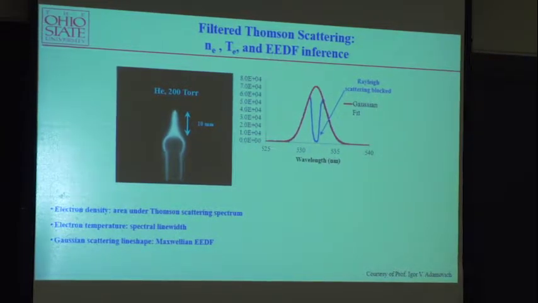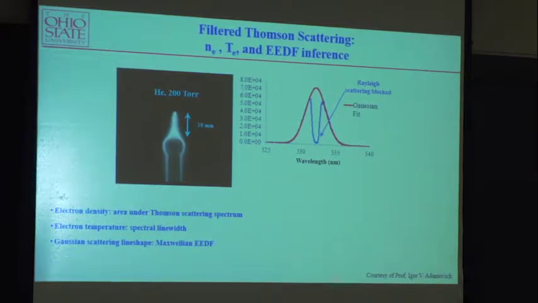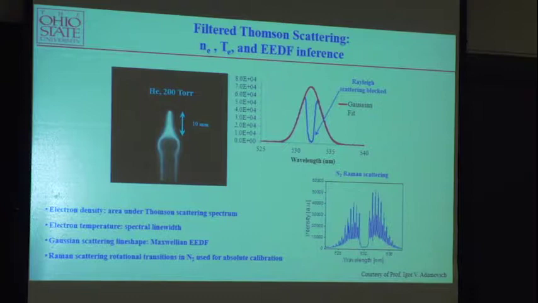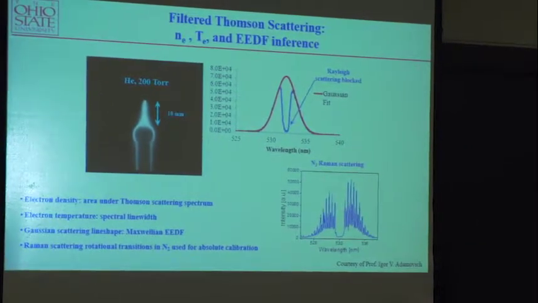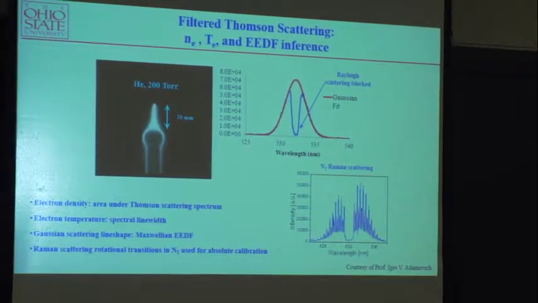So here you can see this electron temperature basically is the line width and the broadening, and using that you can calibrate the system and compare with the numerical simulation. So this is the actual signal with nitrogen Raman scattering. So using this one as a reference for the electron number density measurements.